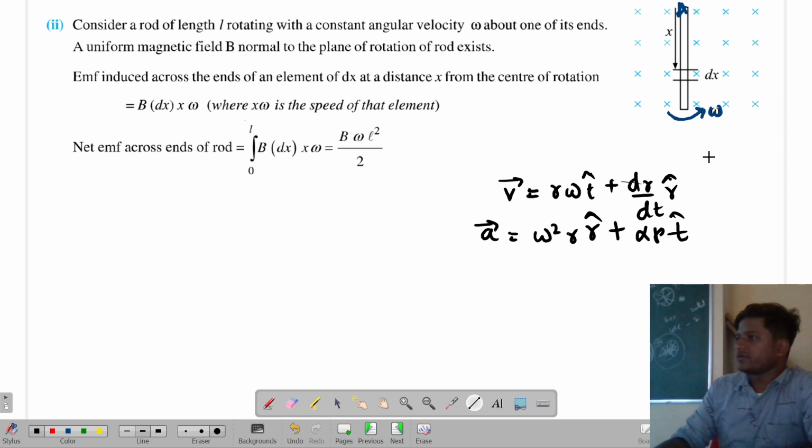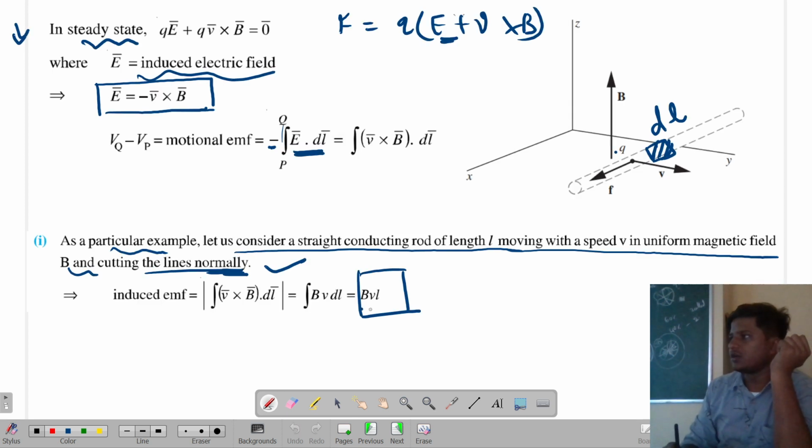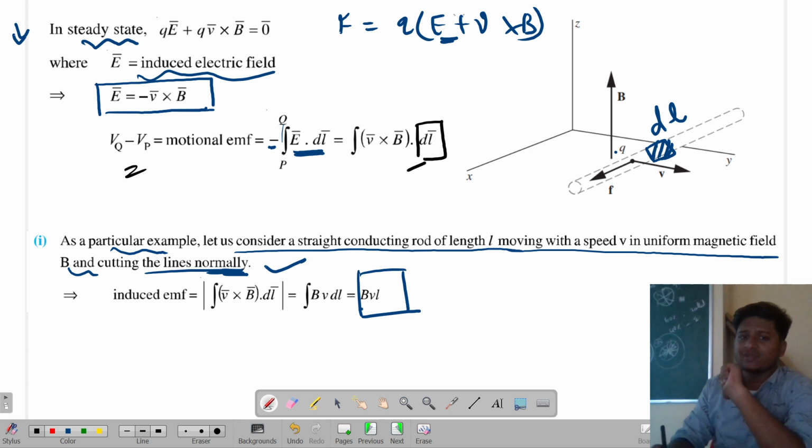Now look over here. If it starts to rotate with angular velocity omega, and I want to calculate how much EMF is developed in this whole rod, do we know the formula for EMF? BLV, right or not? Or the developed EMF is equal to the integral of V cross B dot DL. Why is it taking DL? If the length varies for a smaller length, and the velocity is different, what will happen? You will have a different EMF.